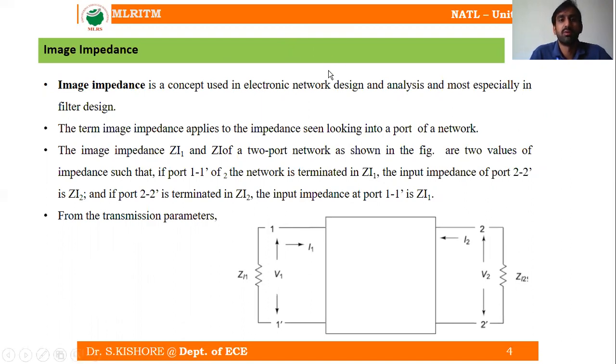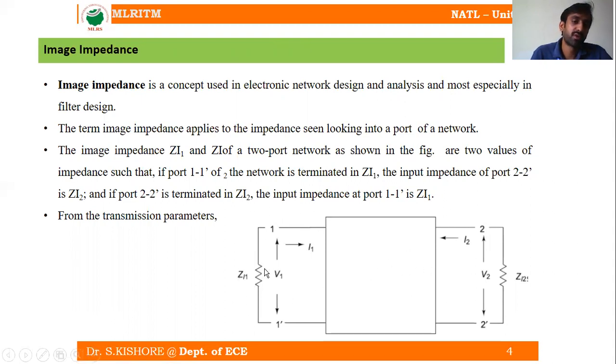So coming to the two-port network and its image parameters, this two-port network can be analyzed using the transmission parameters. The term image here applies to the impedance seen looking into a port of a network. As it is a two-port network, here we are considering the two-port network.